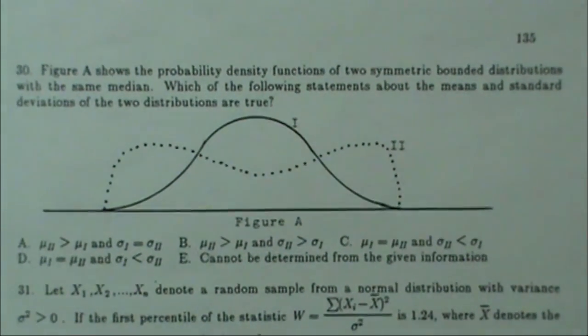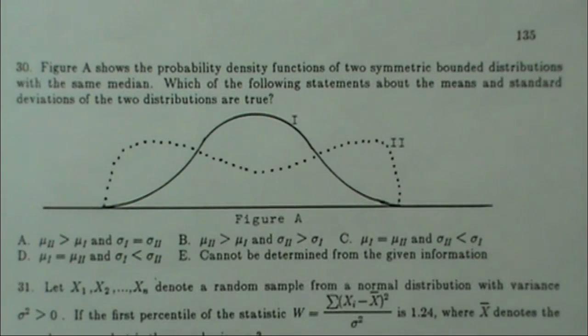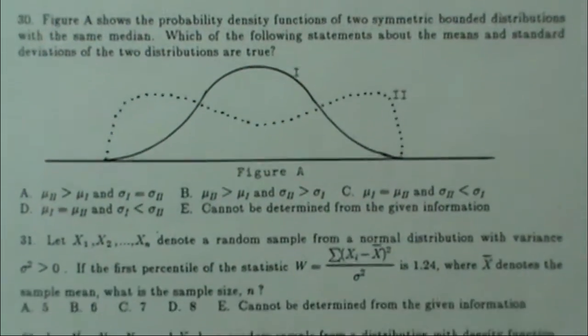Number 30. Figure A shows the probability density function of two symmetric bounded distributions with the same median. Which of the following statements about the means and standard deviations of the two distributions are true?